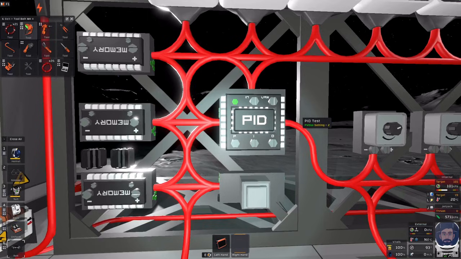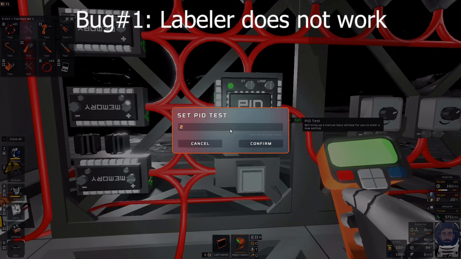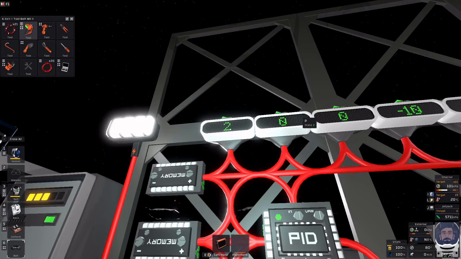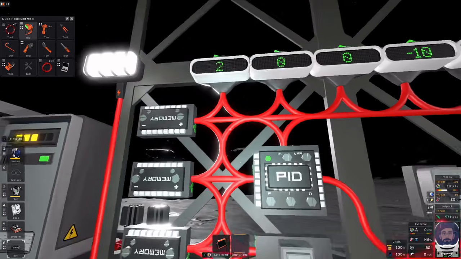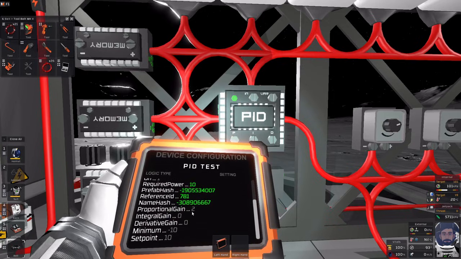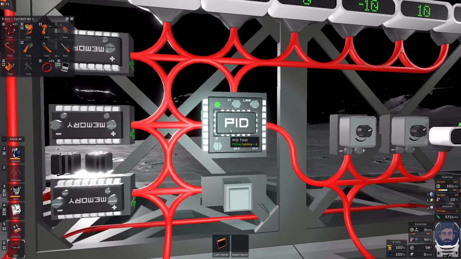So bug number 1, and I really hope they all get fixed. The labeler does not adjust this at all. So if I change this to 5 with the labeler, you'll see that it did not change at all. It's still a 2. If I look at the configuration tab, that proportional gain is still a 2. So that's one bug. The labeler does not fix or adjust anything.